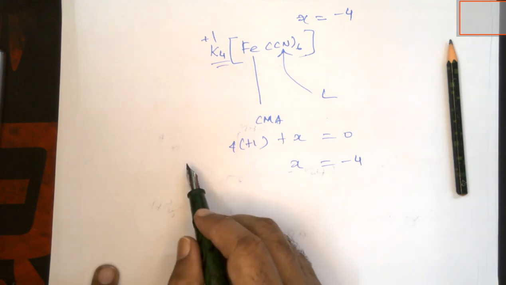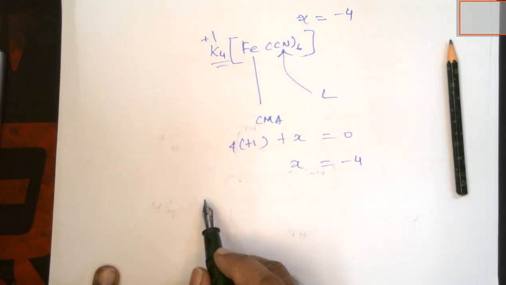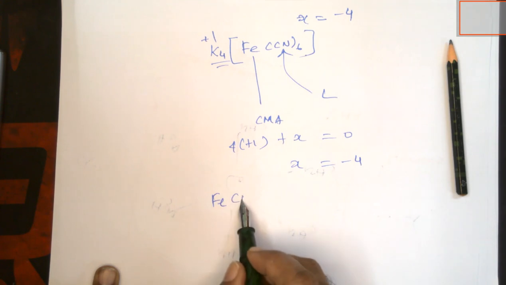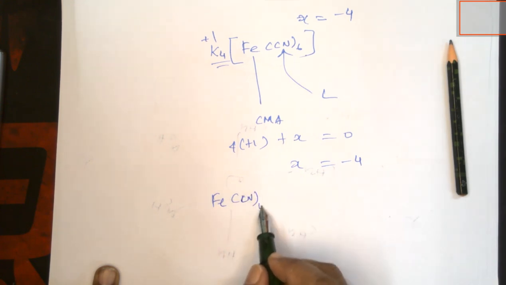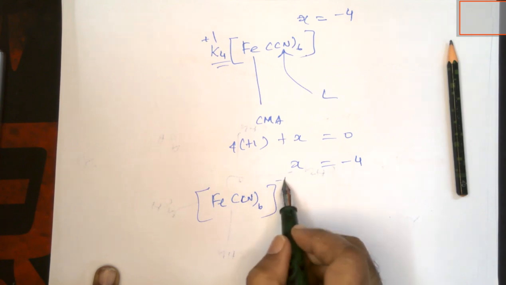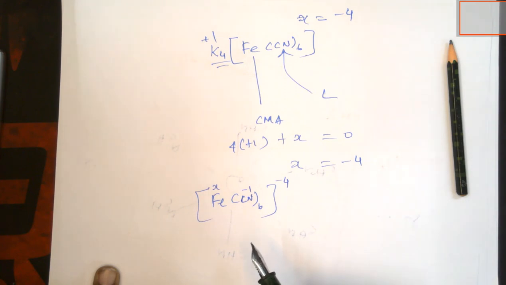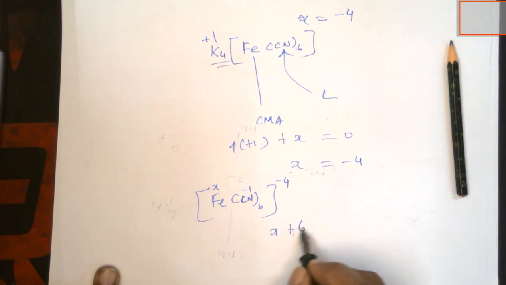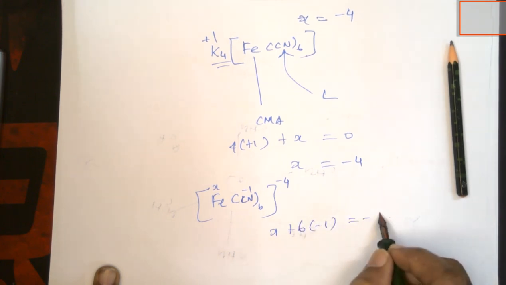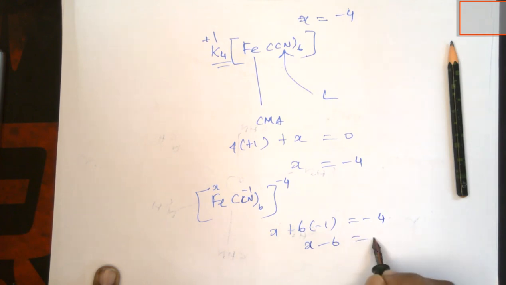And after that you can work out the oxidation state of the central metal atom also. Like [Fe(CN)6], and the result is minus 4, is it not? So you can put X for this. We already know for cyanide it is minus 1. So X plus 6 of minus 1 is equal to minus 4. So X minus 6 is equal to minus 4. X is equal to plus 2. So it means the oxidation state of the central metal atom is plus 2.